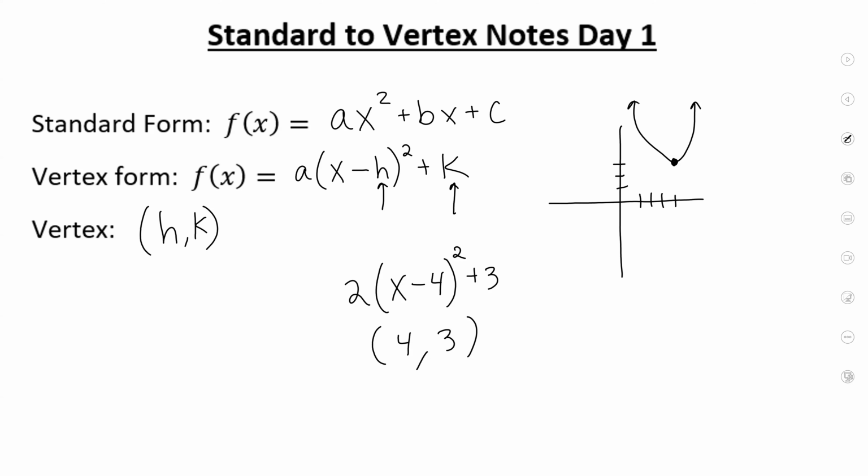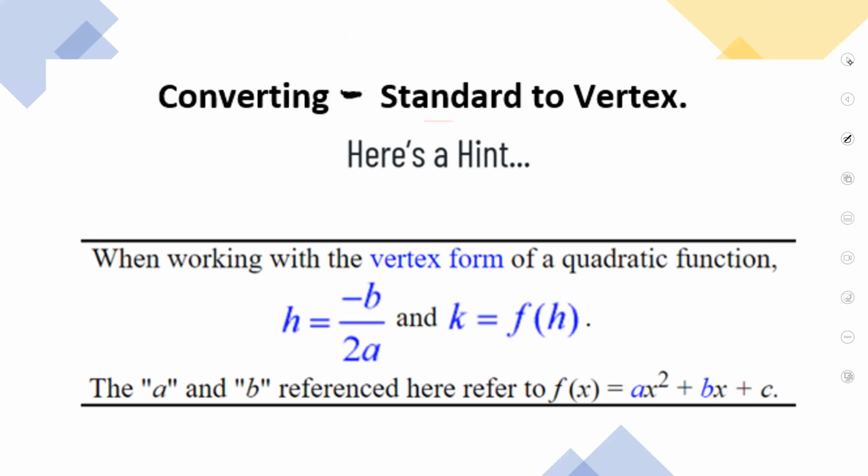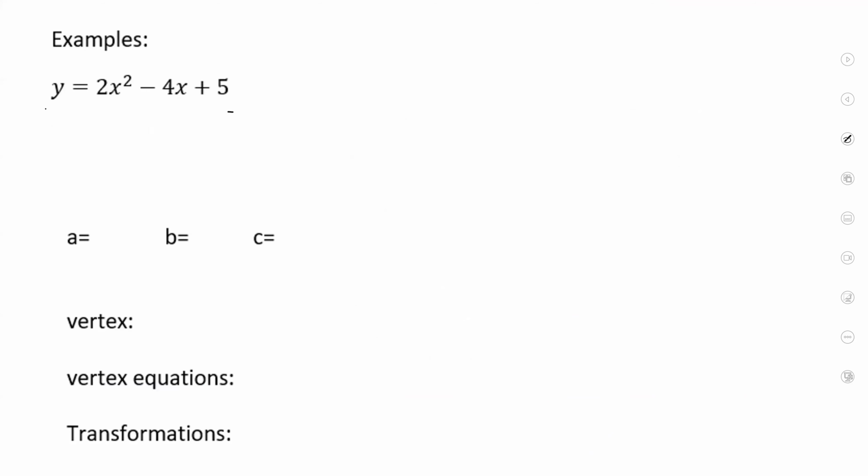So let's go ahead and look at an example. Before we do, this is a helpful hint. In order to go to vertex form, you are going to need to know this little equation. Okay? So let's do our first example. This is in standard form. We want to put it in vertex form. In order to do that, I'm going to use this equation: h equals negative b divided by 2a.